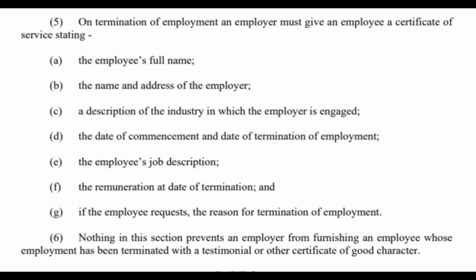So this section, in summary, basically just deals with the two types of things that an employee is entitled to at termination. Firstly, the payments, the different types of payments that they are entitled to, and secondly, a certificate of employment and what that certificate of employment must contain. Ladies and gentlemen, that's the end of our section 37.